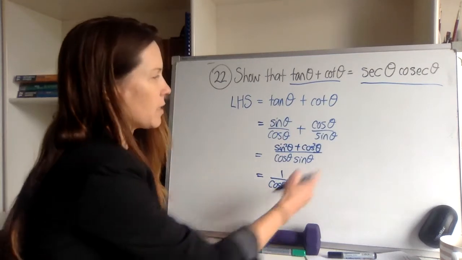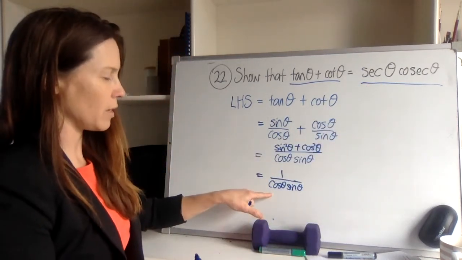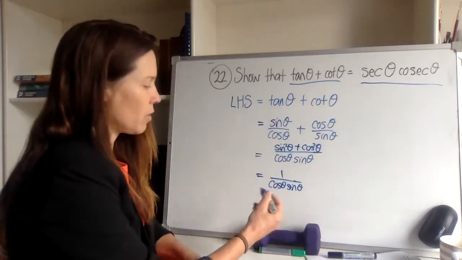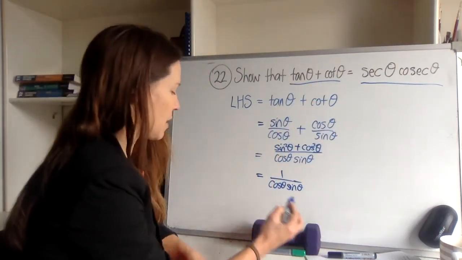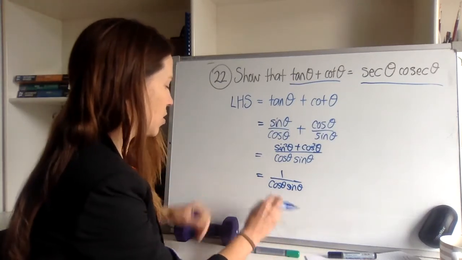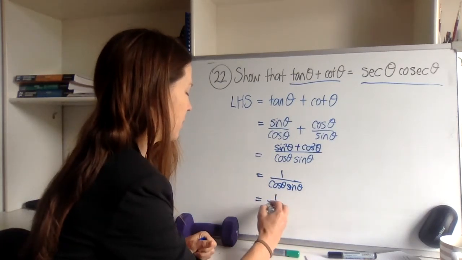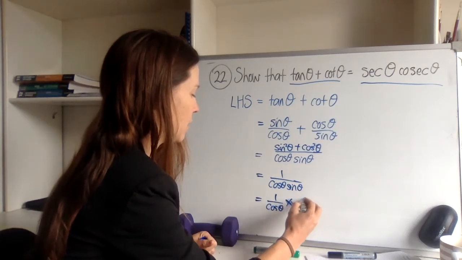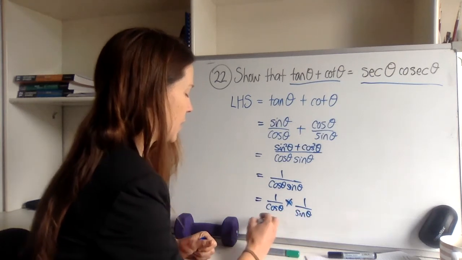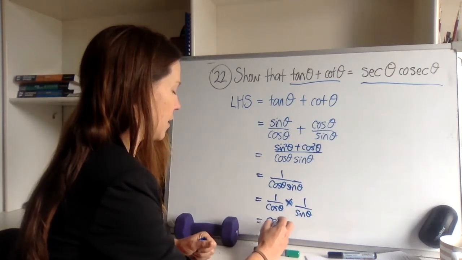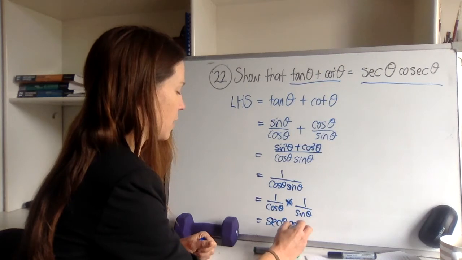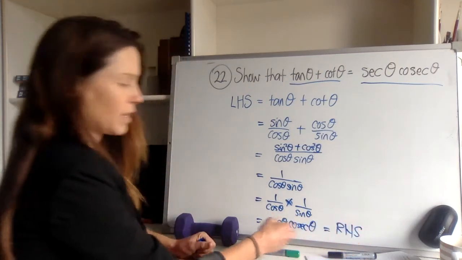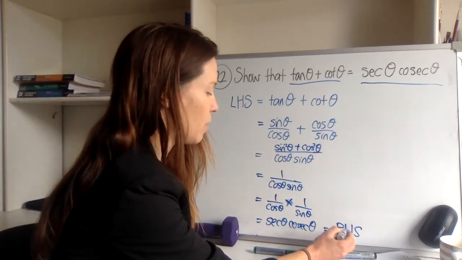Now I can see that I'm nearly there because 1 over cos theta is sec theta and 1 over sine theta is cosec theta. So, I mean, it'd probably be enough to go straight there. I'm going to make it really obvious, though, because it's a show that question, and I want to make sure it's really clear. This is 1 over cos theta multiplied by 1 over sine theta, and that's the same as sec theta cosec theta, which is equal to the right-hand side. And I would have written that down underneath, except I ran out of space.